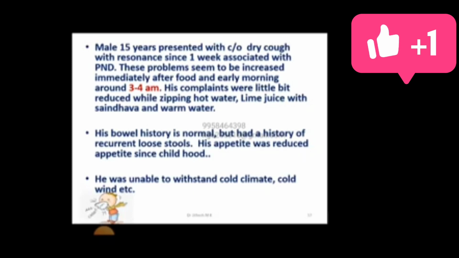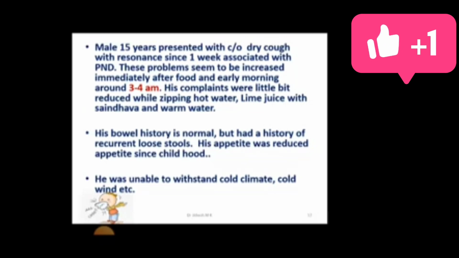Symptoms: the chief complaints are similar to the previous one, but regarding the associated complaints, previously he was suffering from habitual constipation, irregular bowel movements, or irregular abdominal distension, etc. But in this condition, the bowel history is normal. At the same time, he was suffering loose stools. So his appetite is reduced.